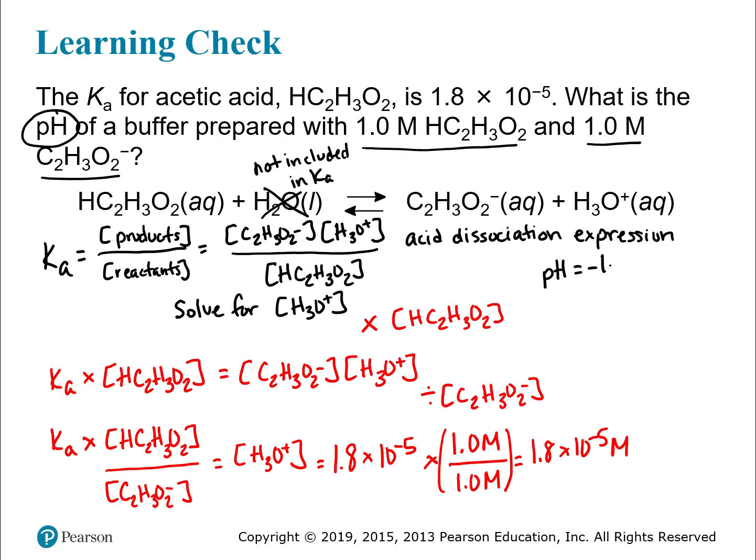The pH is equal to the negative log of the hydronium concentration. I would encourage you to try that in your calculator right now, just to make sure that you can use the log function. Make sure you can use your calculator, you don't have any problems. So let me know what you get. You can put it in the chat.